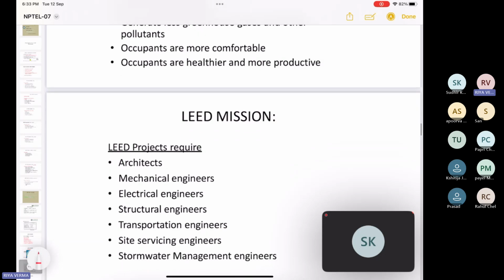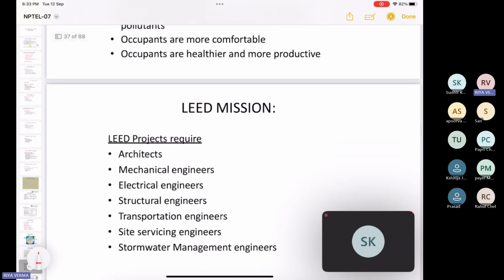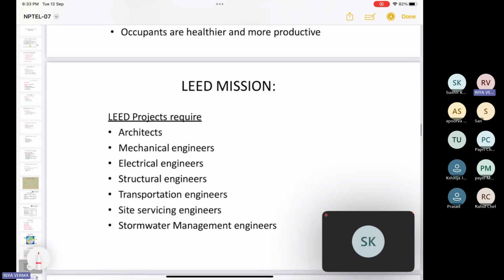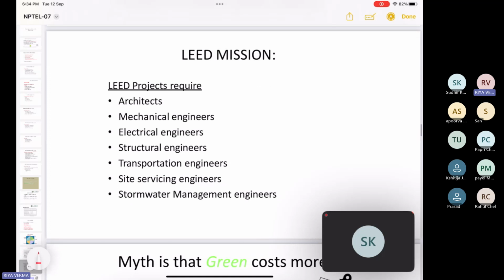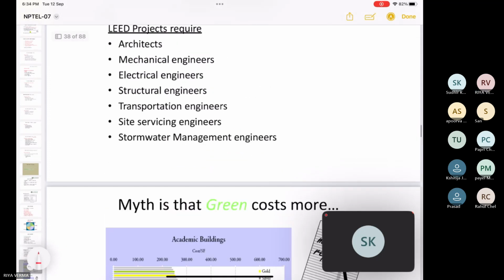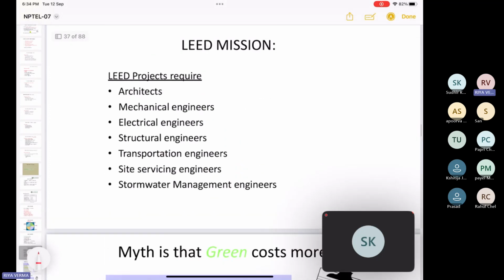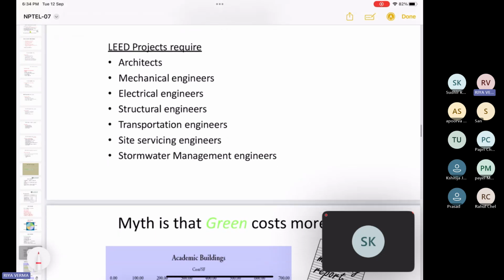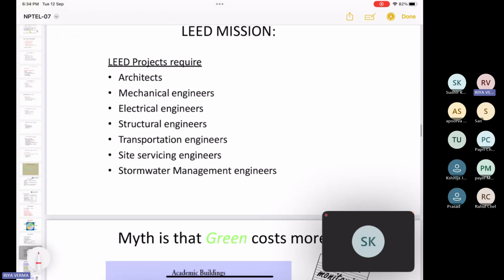So, what are the requirements of these LEED projects? These LEED projects require architects, mechanical engineers, electrical, structural, transportation, the site servicing engineers, and the stormwater management engineers. So, these are all the requirements to formulate a LEED project.